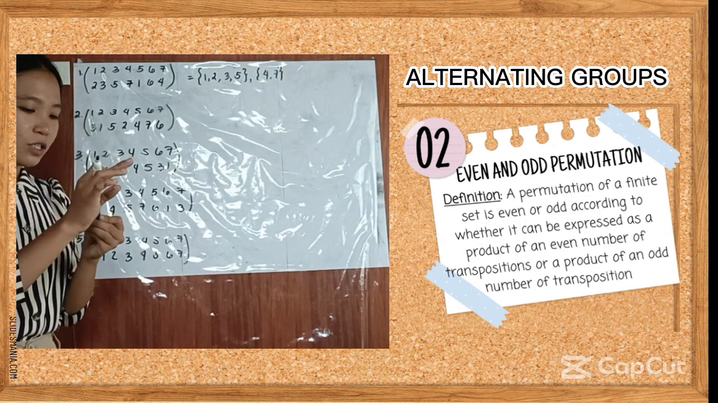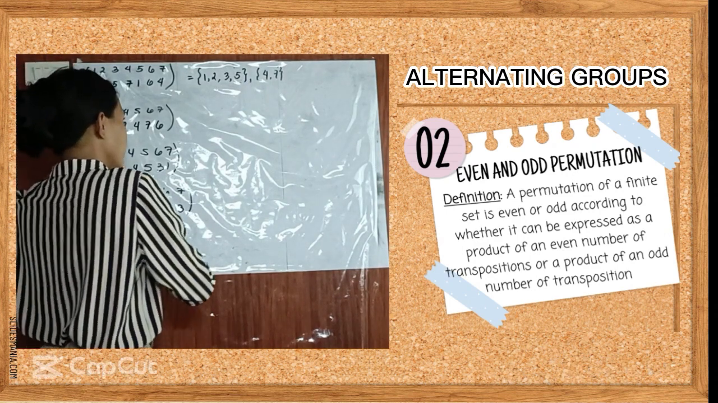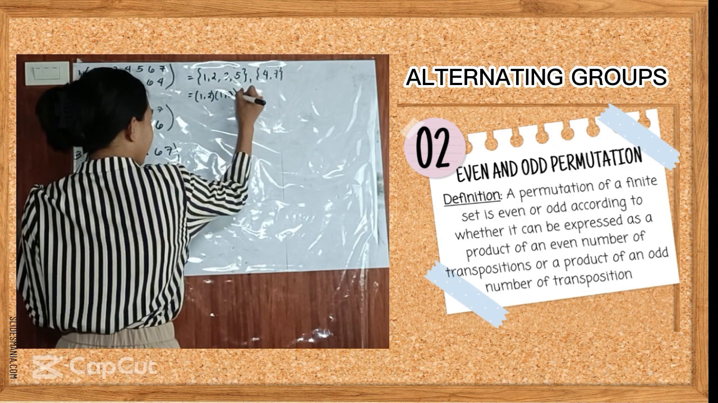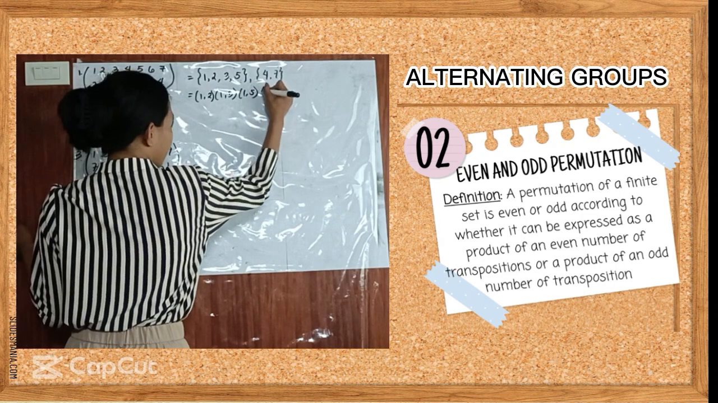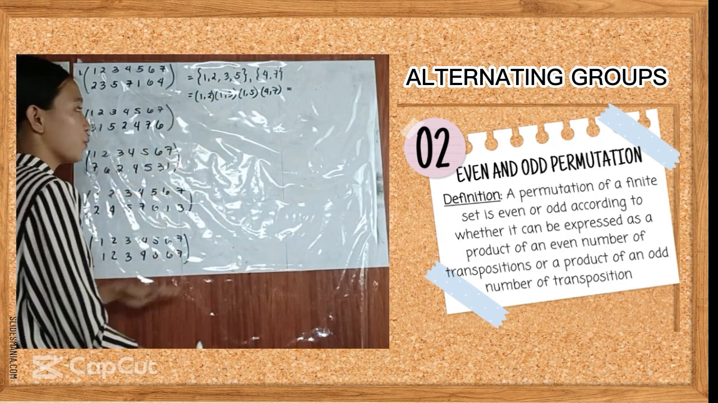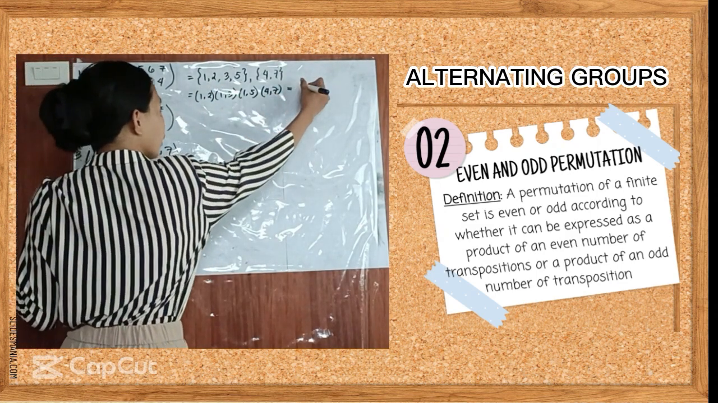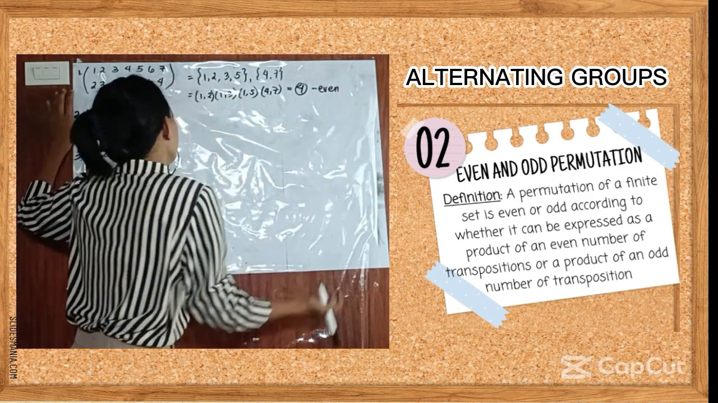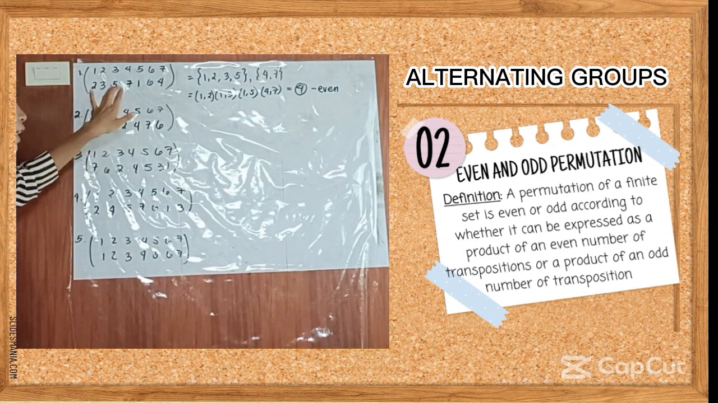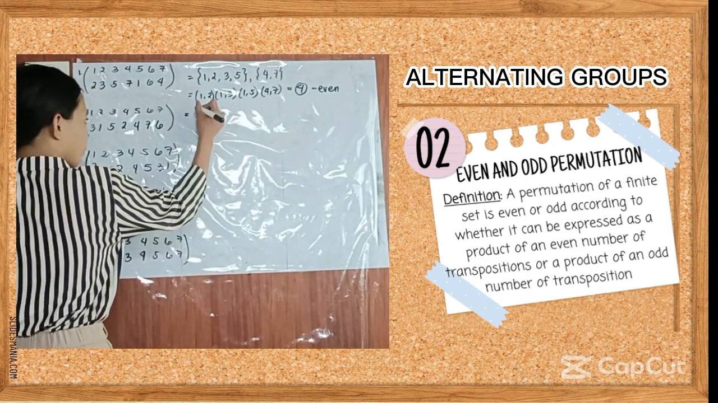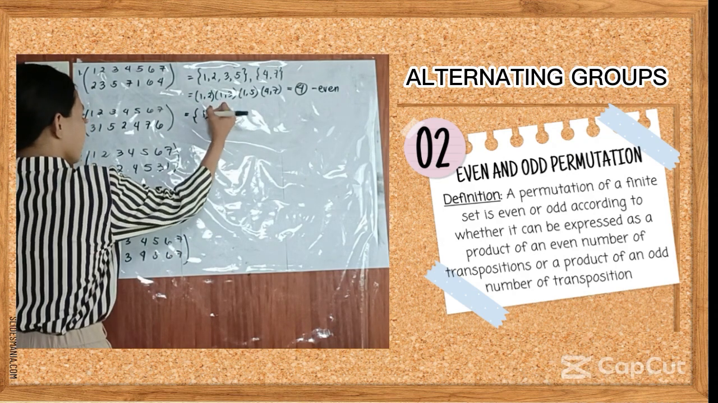So how many transpositions are there? We have 1 2, 1 3, 1 5, 4 7. How many are there in the product of transpositions? We have 1, 2, 3, 4. 4 is an even number. So this first one is an even permutation. Let's see if the second one is even or odd. Let's list. So we have 1, 3.